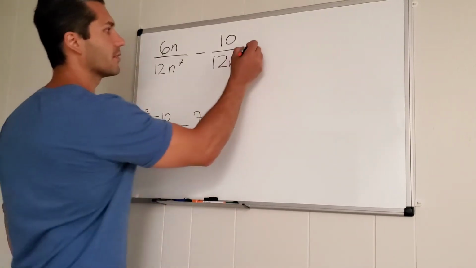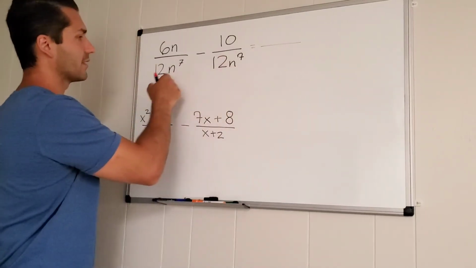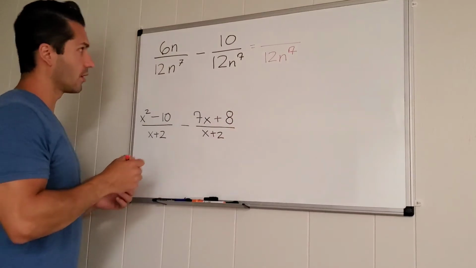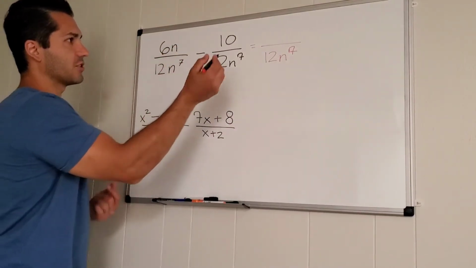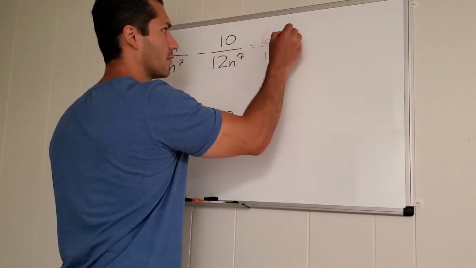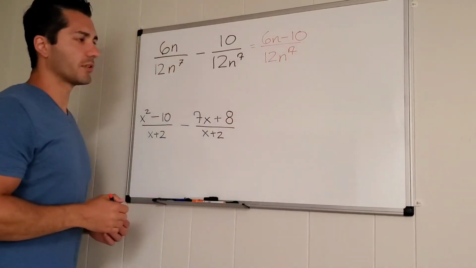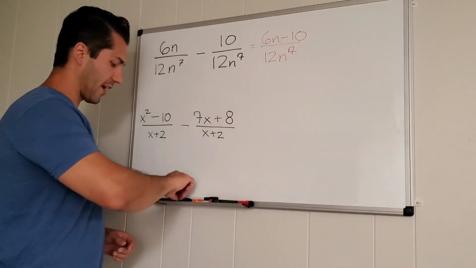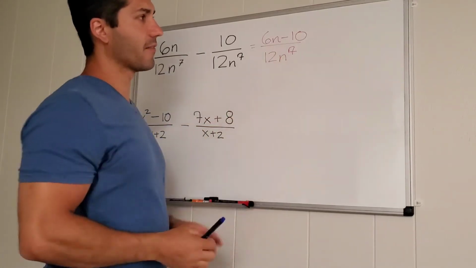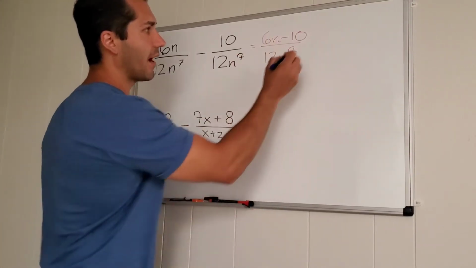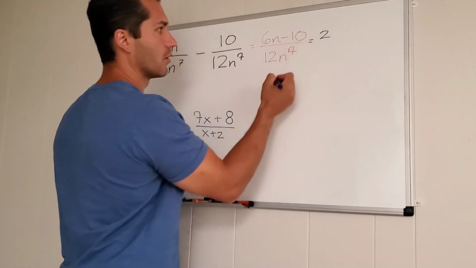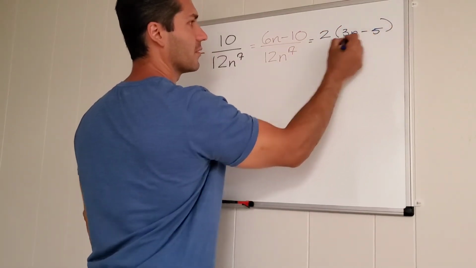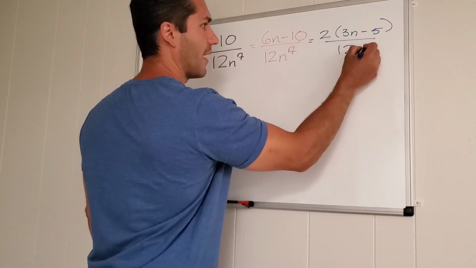Common denominator, not anything crazy. 12n to the 7th, I write 12n to the 7th. 6n minus 10 is just 6n minus 10. And as of right now, it looks like you can't do anything here, except you have to remember a certain type of factoring, GCF. 6n minus 10, I can take out a 2. That leaves me with a 3n minus 5 over 12n to the 7th.